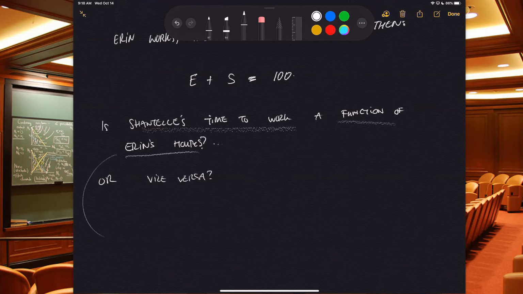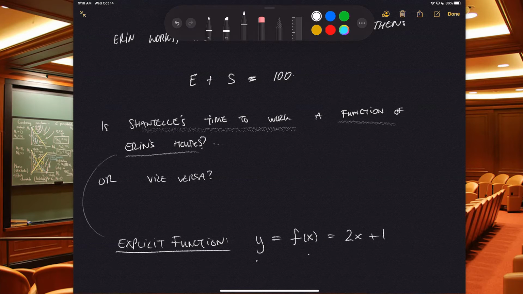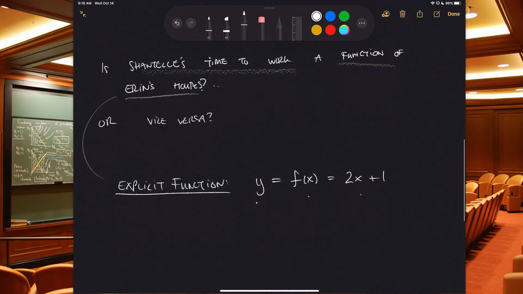So typically with an explicit function, we'd have something like y equals f of x. Y is a function of the input x, and we might have some rule like 2x plus 1. Y is explicitly a function of x. And again, one shortcut way you can think about it is they're each on opposite sides of the equal sign.